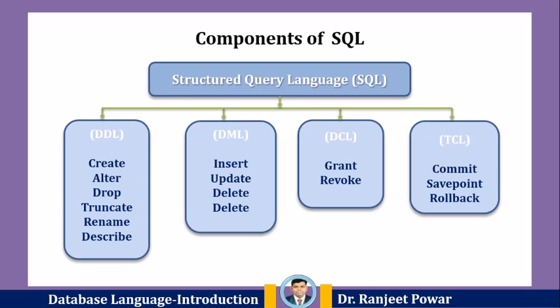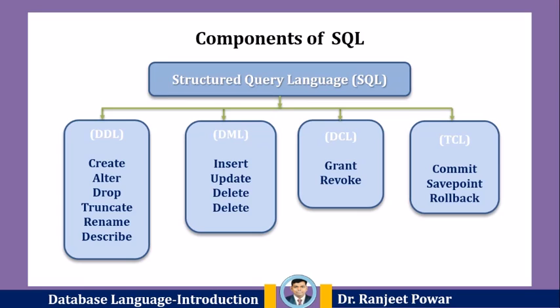To create the database instance, we use a create command. To alter the structure of database, we use alter command. To drop whole database instance or table, we use a drop command. To delete tables in a database instance, we use a truncate. To rename database instances, we use a rename command. And to describe the structure of database object, we use describe or DESC. All of these commands either define or update the database schema. That's why they come under data definition language.